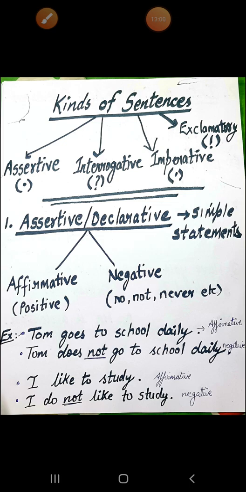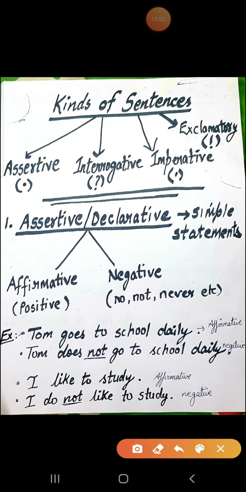So see these examples. This example that is given here. First one is Tom goes to school daily. So what I'm saying, that Tom goes to school daily. Can you find any word like no, not, never? No, you can't find that. So it is a positive sentence, and this is an example of affirmative. You can see I have written here affirmative. Then second one is what? Tom does not go to school daily. Can you see this word not? So this is a negative sentence.